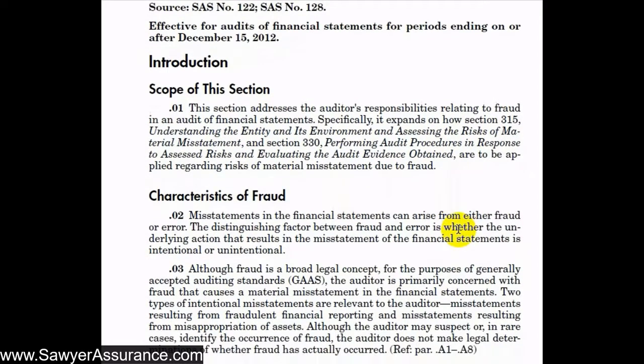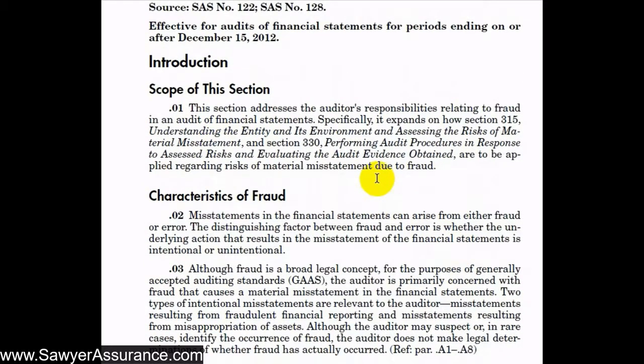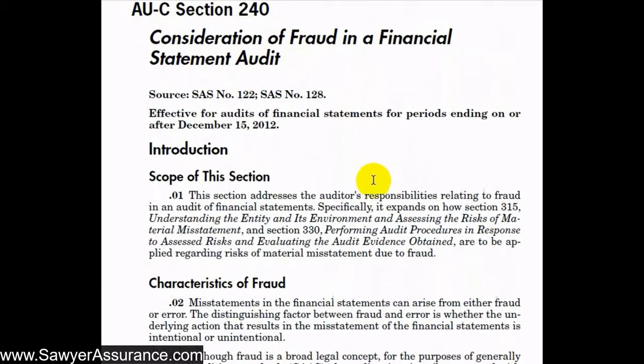We remember from AUC Section 200 that the auditor's responsibility isn't necessarily to find fraud, it's to find misstatements that may be due to error or fraud. That's a very important distinction, and part of why this entire section was put together so that we understand that difference.